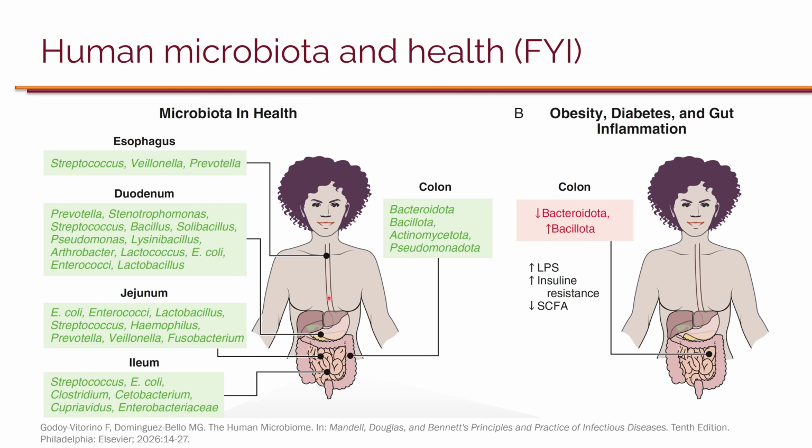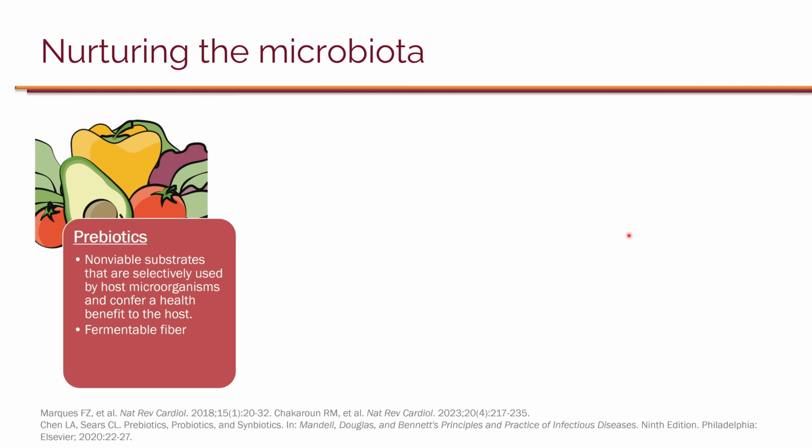And when we study certain conditions, for example, the most studied include obesity, diabetes, and gut inflammation. These are notoriously associated with gut dysbiosis, meaning that the healthy microbiome has been interrupted and other phyla have become dominant. Which brings us to a few concepts about nurturing the microbiota.